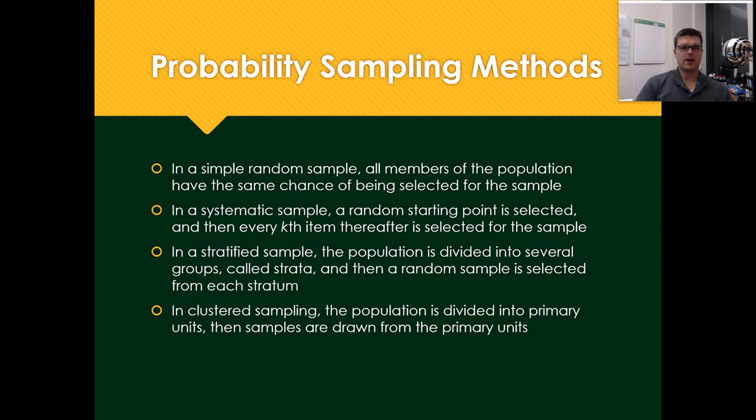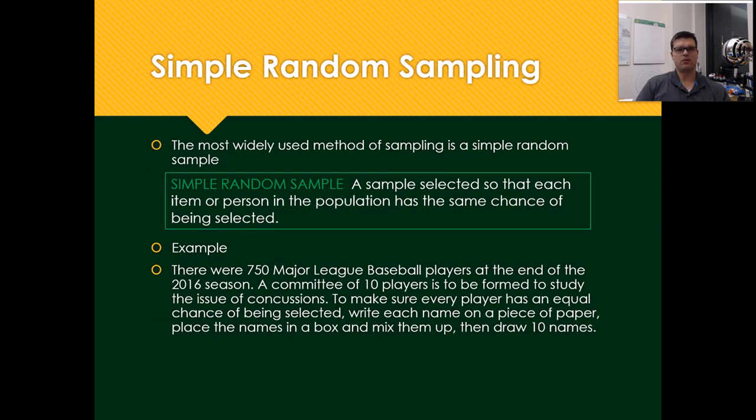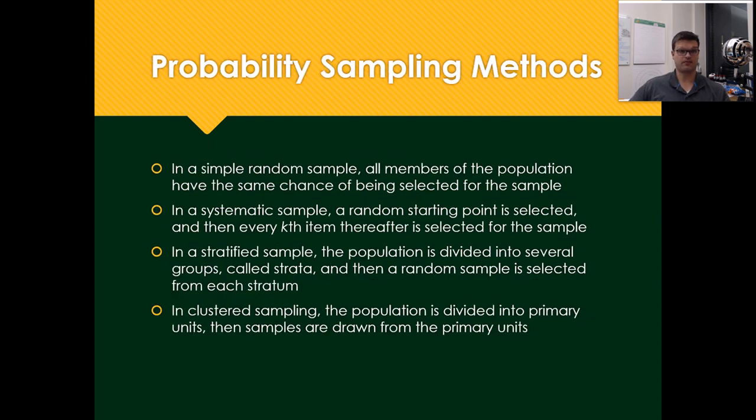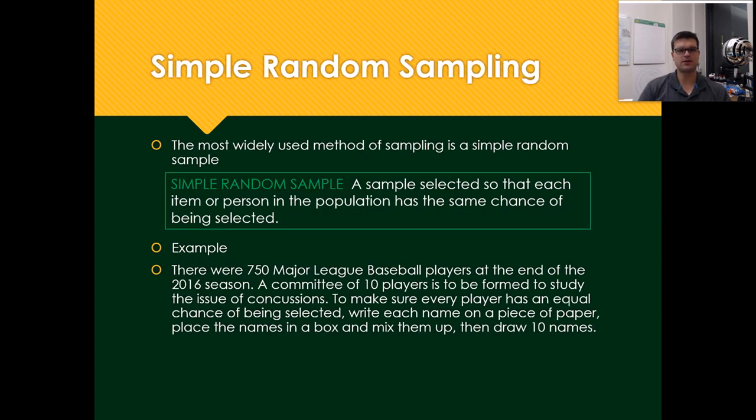Okay, so the probability sampling methods, we're going to go over 4 sampling methods. The first sampling method is the simple random sample. This is what is most widely used. With this, you basically randomly sample from a population. It's just random numbers, right?